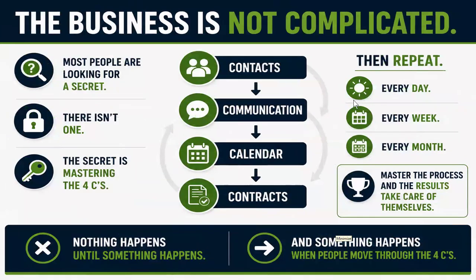This is where we're going to end today, guys. Most people are looking for a secret. There just isn't one. The secret is mastering the 4 C's. And once you do that and repeat that every day, every week, every month, you master this process, you teach other people, and then that allows for them to gain independence from you. That allows you to build the asset that you can walk away from that still performs without your day-to-day activity. Remember, if you have to show up day to day after a while, you don't have a business. You're self-employed, you own a job.